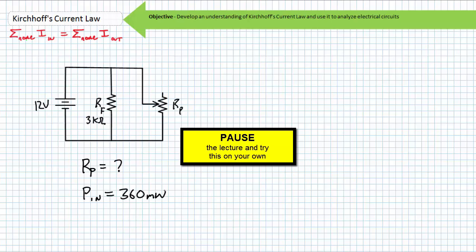See if you can use your understanding of the power equations, basic parallel circuit properties, and your newfound appreciation of KCL to come up with a desired answer. Struggle with it, and don't just sit there like a houseplant waiting for me to do the work for you. If you are struggling, here's a hint. What is the current requirement for a 12-volt source delivering 360 milliwatts? And does the current through the fixed 3 kiloohm resistor ever change?